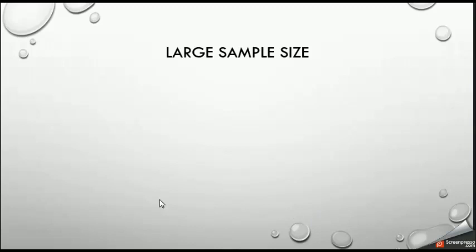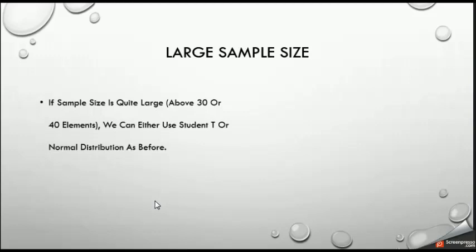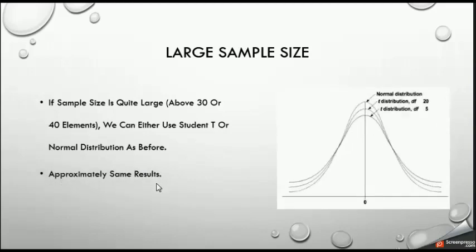Finally, we are going to have a look at the large sample size. So if we have a large sample size, for example 30 elements in a sample or 40 or more, we can use either the t-distribution or the normal distribution as before. So we can use the t-naught statistic or the z-naught test statistic. And finally we are going to approximately have the same result.